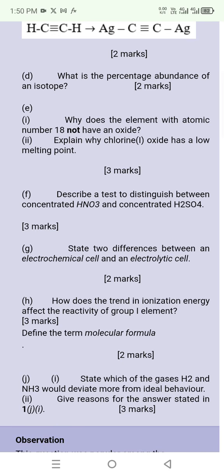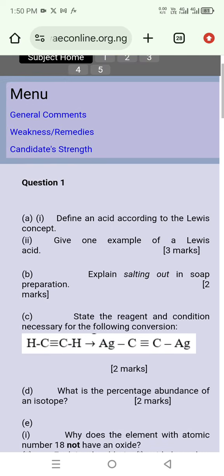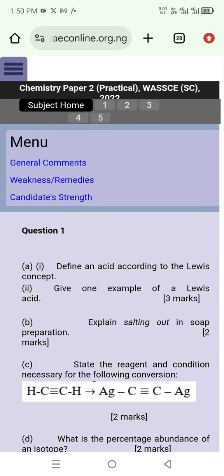State 2 differences between an electrochemical cell and an electrolytic cell. How does the trend in ionization energy affect the reactivity of group 1 elements? Another one: define the term molecular formula. Before I show you the answers, I want to show you something. This is just number 1 out of how many?